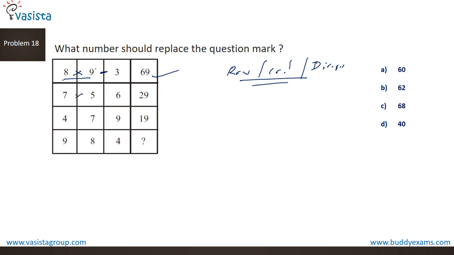7 into 5 is 35, minus 6 is 29. So 7 fours are 28, minus 9, it is 19. 9 eights are 72, minus 4, which is going to be 68. The answer is 68.